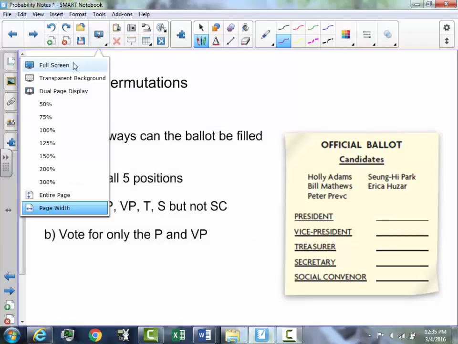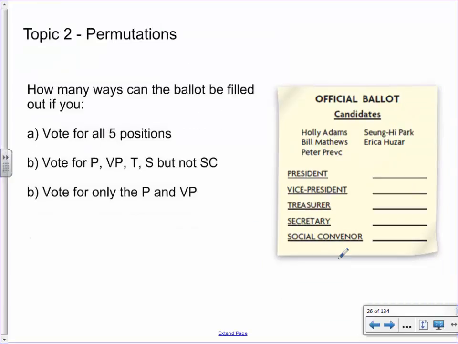Okay, so today's topic then is something called a permutation. Before I get into the official definition of a permutation, let's just do another question, just like we did in our journals. Let's say that there's this ballot here, and you're being asked to go make some votes. My question is, how many ways can you fill out the ballot if? Here's a couple of restrictions, so we'll just do them one at a time. Let's say that you have to vote for all 5 positions.